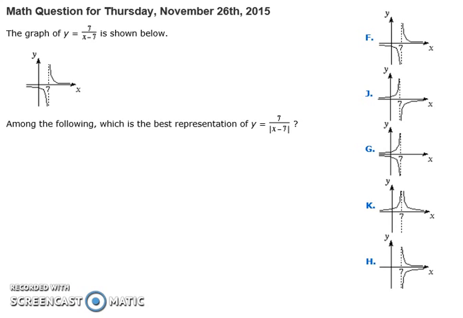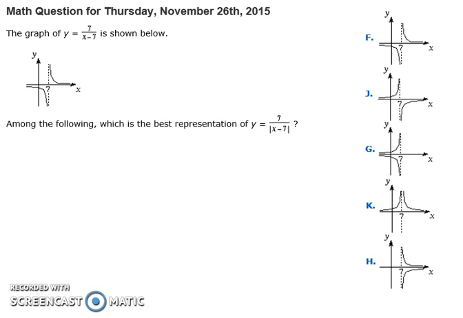This is the official ACT.org question of the day for Thanksgiving 2015, and I'm going to show you how to answer it. The graph of y equals 7 over x minus 7 is shown below. Among the following, which is the best representation of y equals 7 over the absolute value of x minus 7?